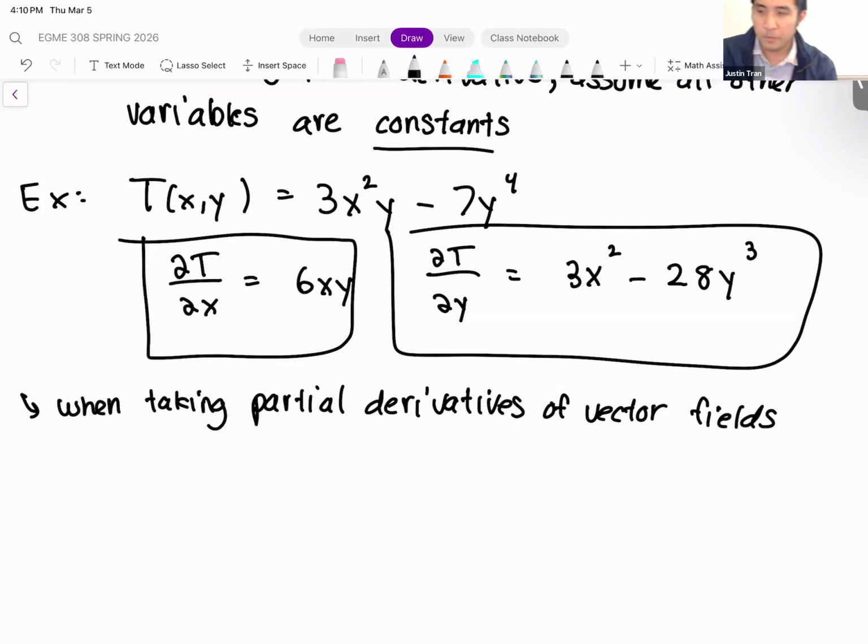Okay. So remember, we talked about last time what a vector field is. A vector field is basically a vector-valued quantity. So it has several components in the different directions, right? So when you take a partial derivative of a vector field, you're going to take that partial derivative of every component of that vector field.